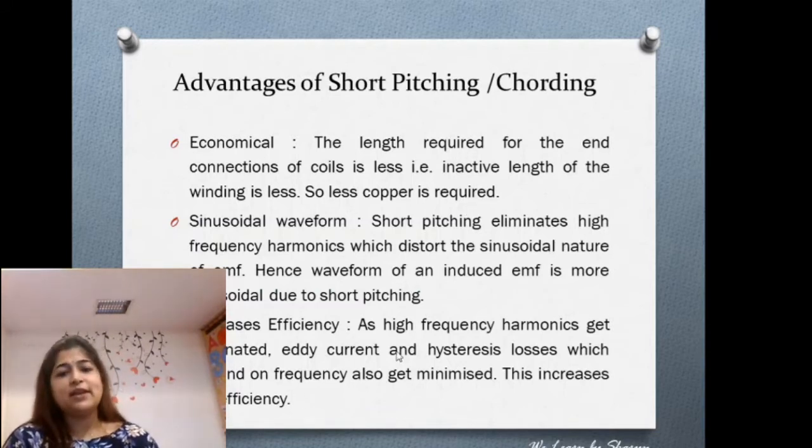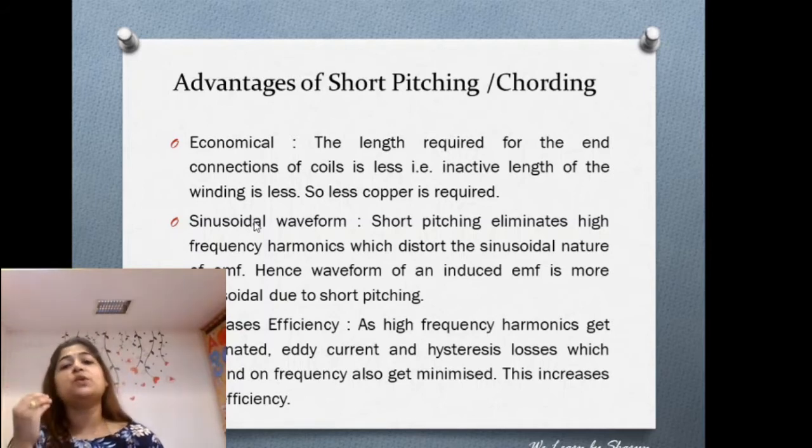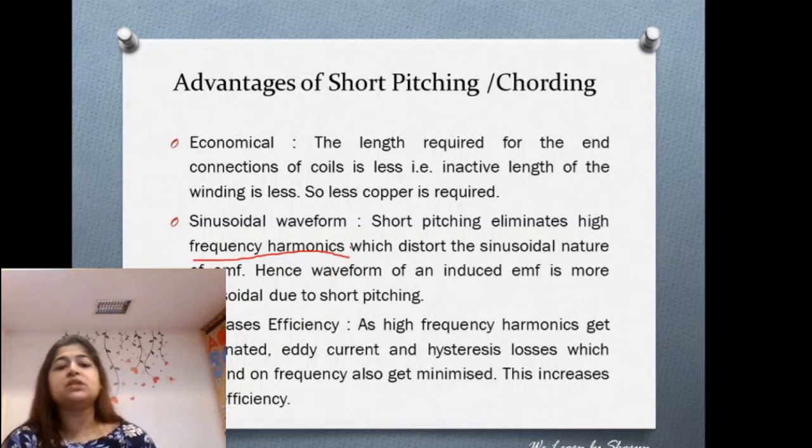Second point, sinusoidal waveform. Now, when we get the EMF induced in the conductors of the coil, it is sinusoidal, no doubt, but it contains certain high frequency harmonics. To reduce these high frequency harmonics, which distort the sinusoidal waveform of the EMF, short pitching is done. It helps in reducing the high frequency harmonics, and that is why we get a more sinusoidal waveform of the EMF.